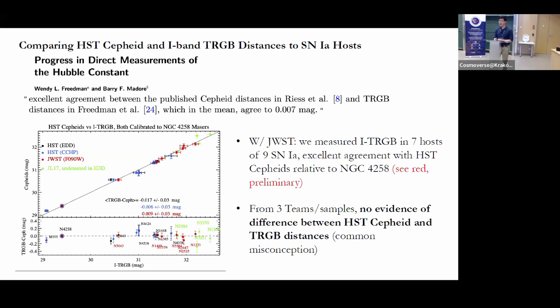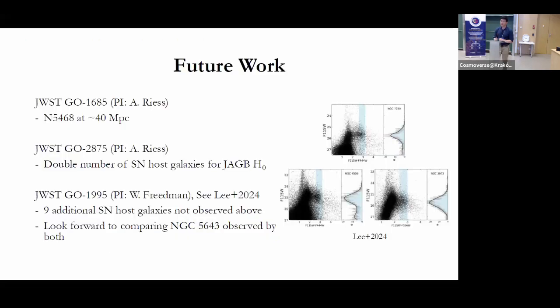With recent JWST data, we have measured, very preliminarily, the I-band TRGB, or JWST F090W TRGB, in 7 host galaxies, and we do find very good agreement with the SH0ES Cepheids. And from the available samples that we have in the data, at the moment we find no significant evidence of a difference between SH0ES Cepheid and tip of the red giant branch distances. And that's something that's a very common misconception. Now, fortunately, we do have a lot more data coming in from various teams.